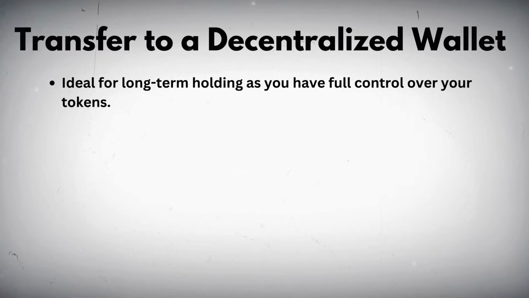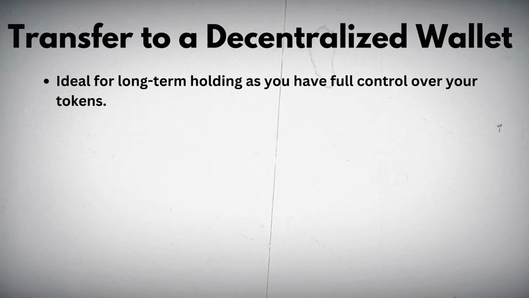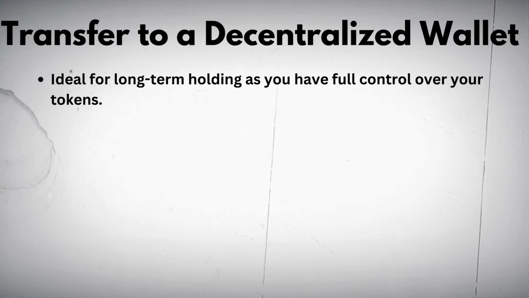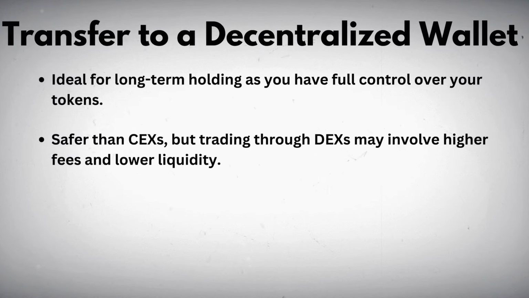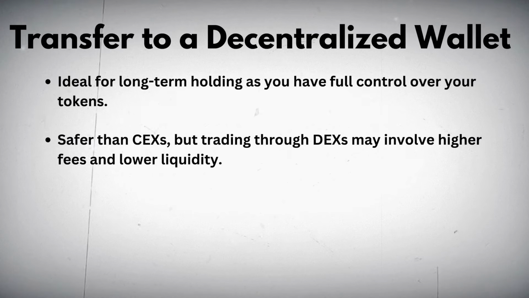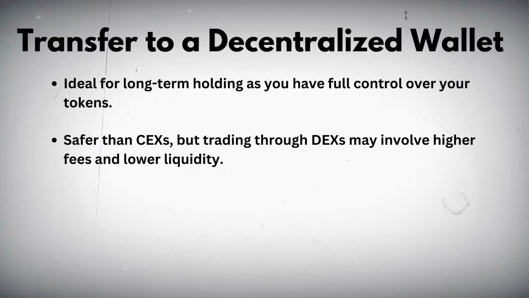Option 2, transfer to a decentralized wallet. Ideal for long-term holding as you have full control over your tokens. Safer than centralized exchanges, but trading through DEXs may involve higher fees and lower liquidity. For maximum security, use a hardware wallet like Ledger or Trezor to store your tokens offline.